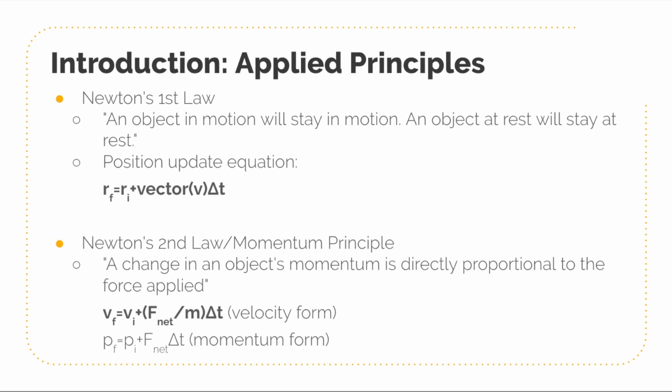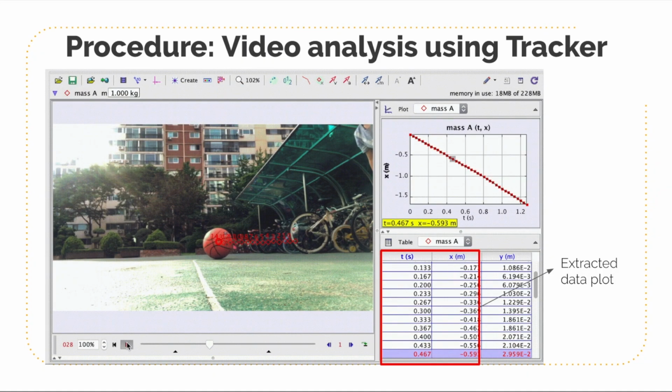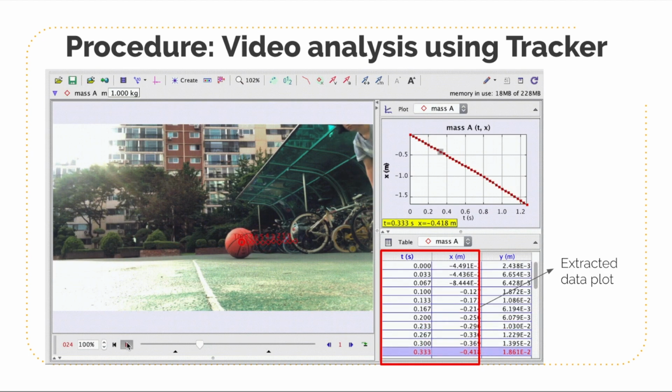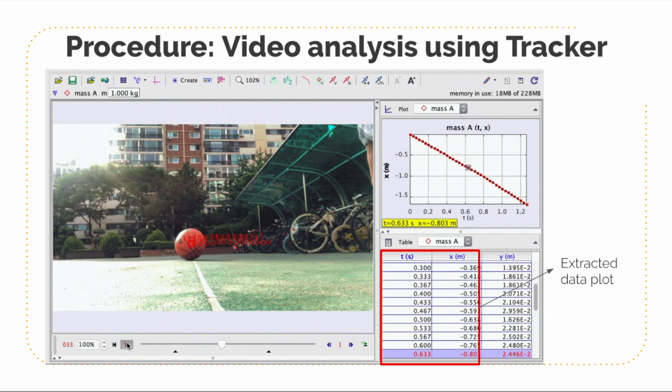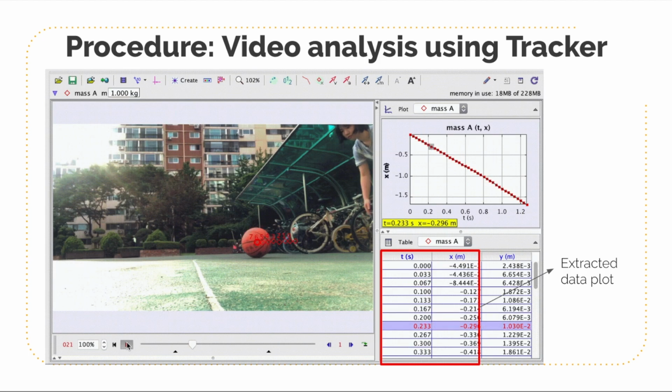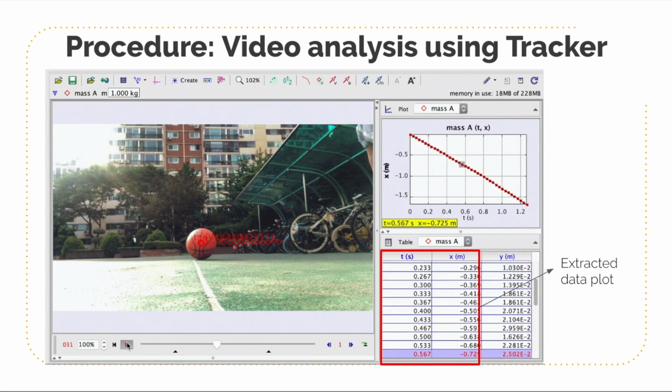velocity throughout motion. The first step of the lab involves recording a video of an object moving at constant velocity with a consistent center of mass, in this case a basketball rolling across the floor. Using Tracker, extracting the object's position in each video frame creates a plot showing the change in position according to the change in time.